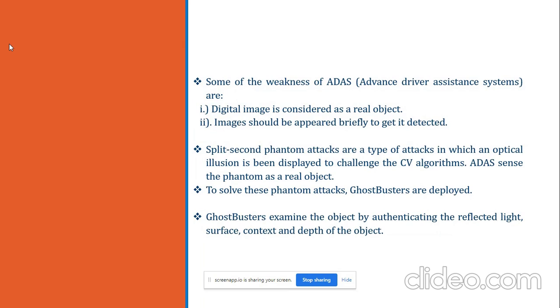Some of the weaknesses of the advanced driver assistance system are that a digital image is considered as a real object, and images only need to appear briefly to get detected. Split-second phantom attacks are a type of attack in which an optical illusion is displayed to challenge the CV algorithm. To solve these phantom attacks, Ghostbusters were deployed.